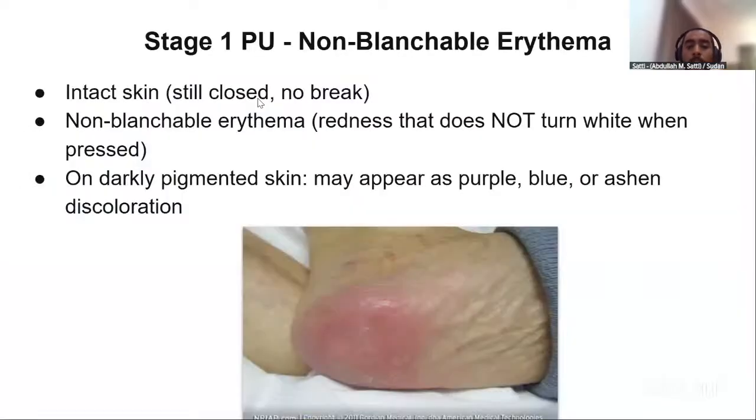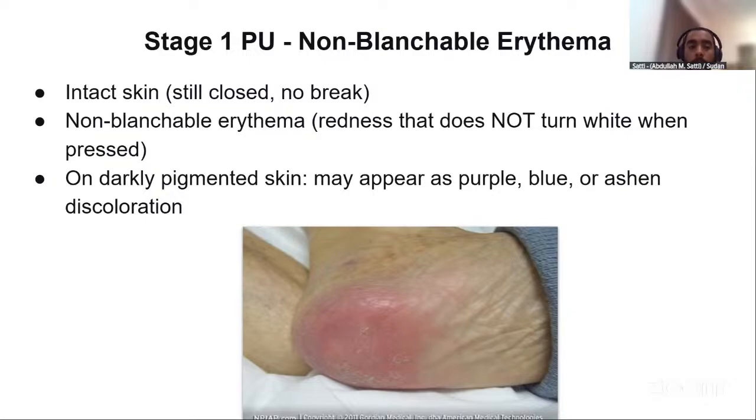So the first stage is an unblanchable erythema. There is just an erythema. So how can we call this an ulcer? Because as mentioned before, intact skin doesn't mean that there is no pathology going on. There is some pathology going on, and we need to recognize that and to act immediately.